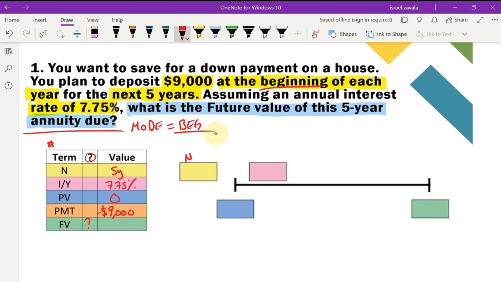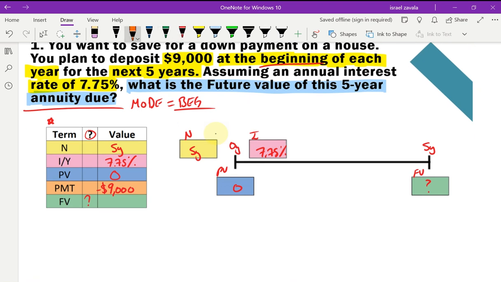Now, let's fill out our timeline here just so that I can give you guys a visual. 5 years, 7.75%, zero present value. Future value is what we're looking for. And here I have my 5-year timeline. Here's year 0, right? And there's going to be 5 payments.